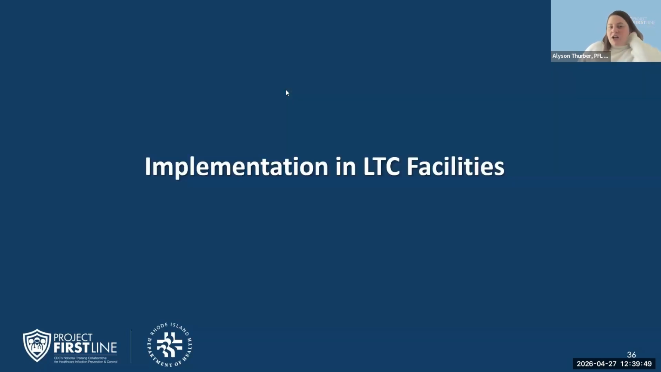So let's just briefly touch on implementing these in your long-term care facility. In the next couple of slides, we'll look at the various things that are important when implementing TBP, EBP, and standard precautions in your facilities.